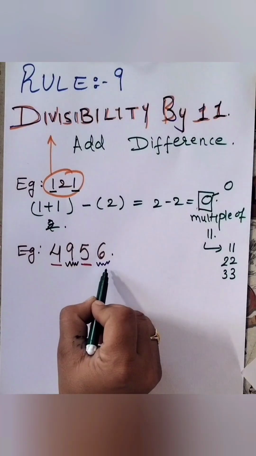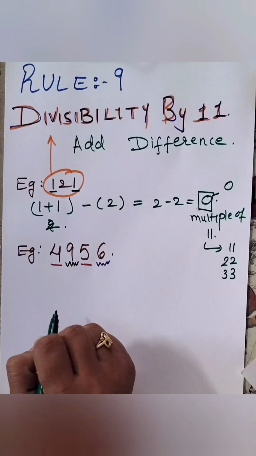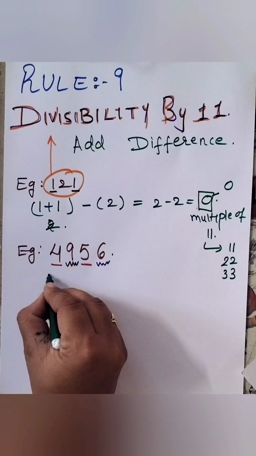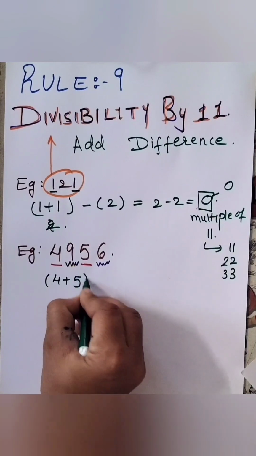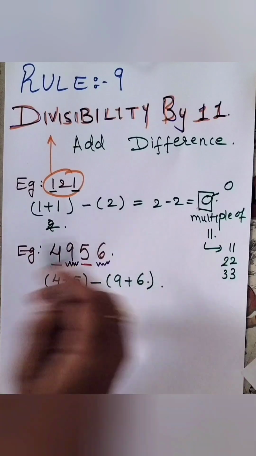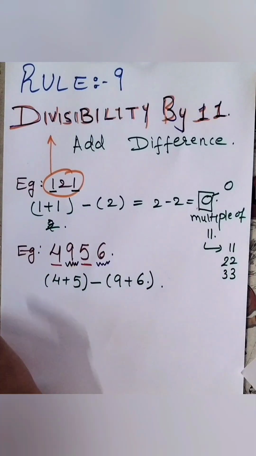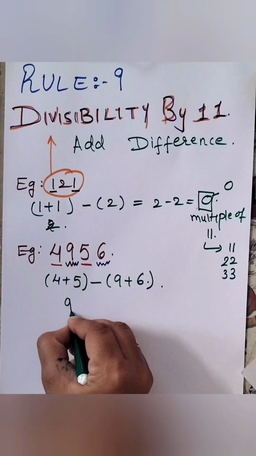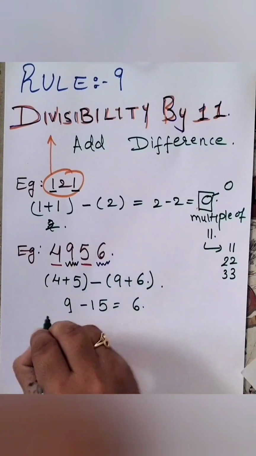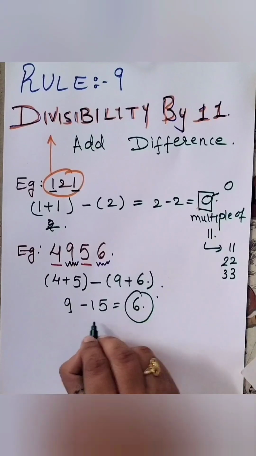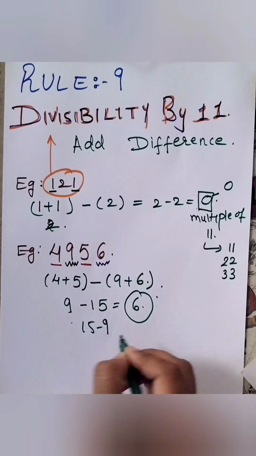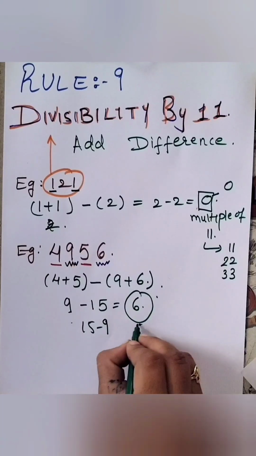Let's see another example, 4956. So alternately add and then we take the difference. So it's like 4 plus 5 minus 9 plus 6, or 9 plus 6 minus 4 plus 5. So the order here is not important. So here what I'm going to get is 9 minus 15, or 15 minus 9, I will get the difference 6. Again I'm telling you, order is not important here. The difference I am getting is what is important, not positive or negative.